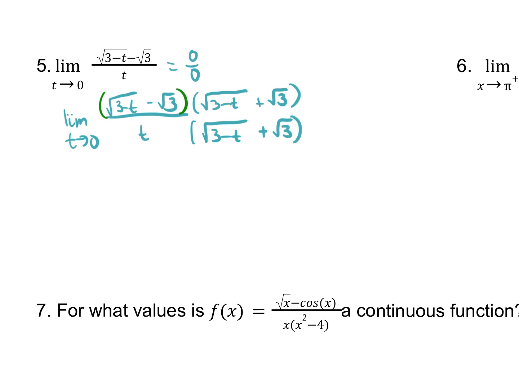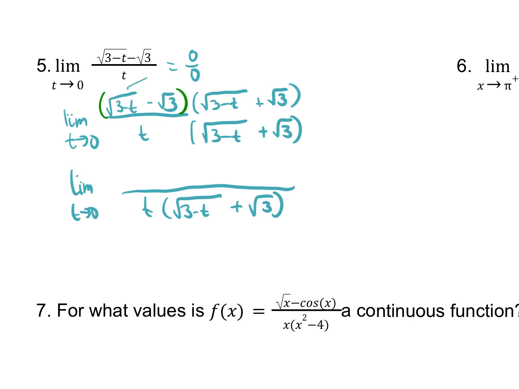Now hopefully when we clean this up, a lot of good things are going to happen. So we have limit as t tends to 0. On the bottom I get t times radical 3 minus t plus radical 3. And remember, you don't want to distribute that because hopefully that t will cancel. On the top, when I FOIL, I get 3 minus t, and I get minus 3. Now, you could do the inner and outer term, but it's going to be basically the same thing, opposite terms.